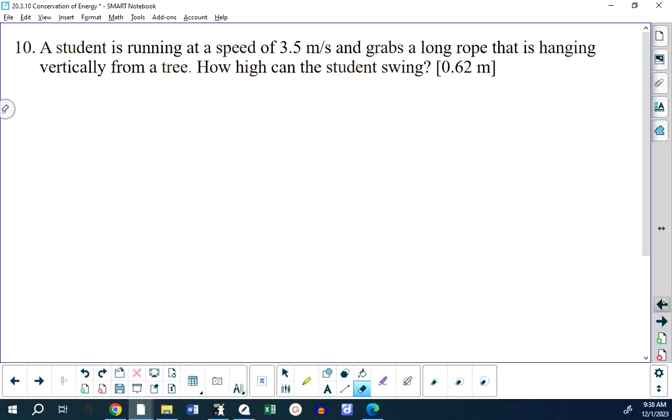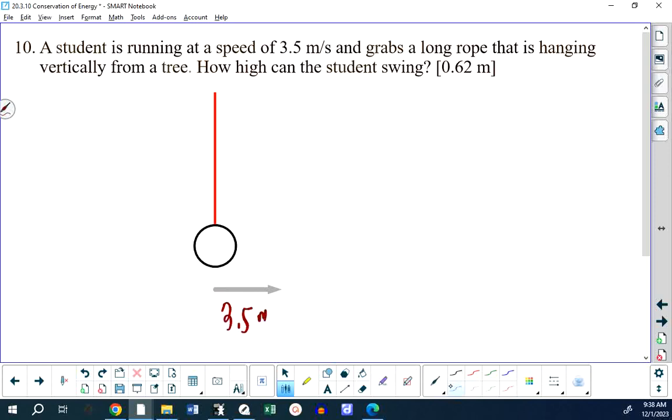A student is running at 3.5 meters per second and grabs a long rope that is hanging from a tree. How high can the student swing? Well, if I told you that we had a pendulum, and at the bottom of the swing the pendulum was moving in this direction at 3.5 meters per second, that's the speed at the bottom of the pendulum swing. And if I said, what will the maximum height of the pendulum be?